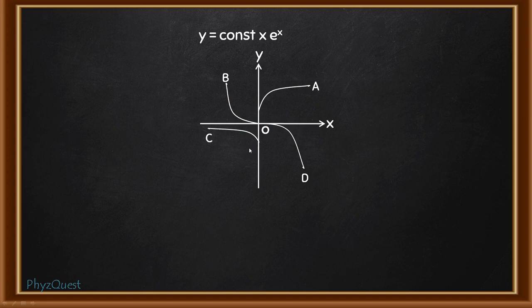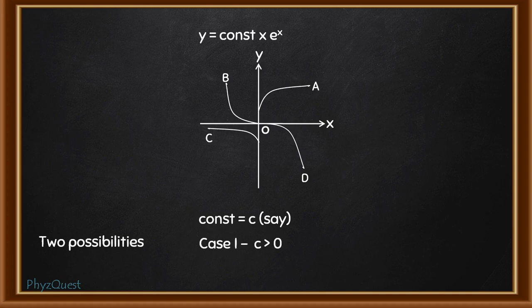So we have to actually check this given equation for different values of x. Now another thing which is mentioned here is the constant. Let us suppose the constant is c. Now here there will be two possibilities. First case is c is greater than 0, that is c is positive. And second case is c is less than 0, that is c is negative. So here we have to consider each of the cases separately. So let's do that. So first case is c is positive.